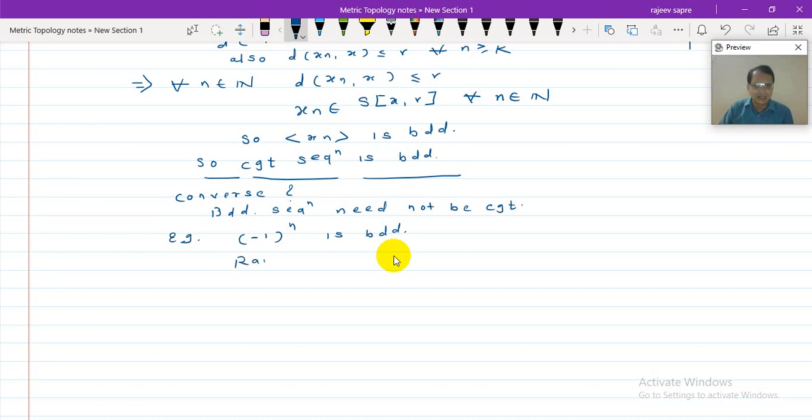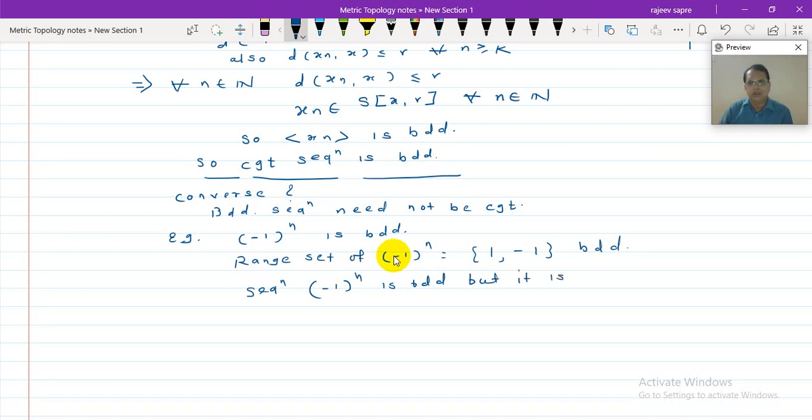The range set of (-1)^n has just two terms, 1 and -1. So it is a bounded set, right? So the sequence (-1)^n is bounded, but we definitely know that it is not convergent, right? It is not convergent.